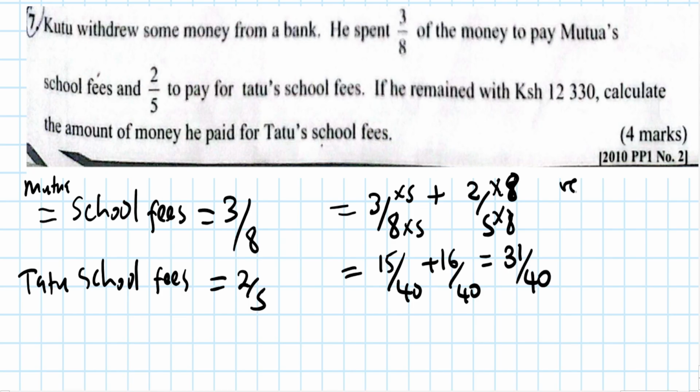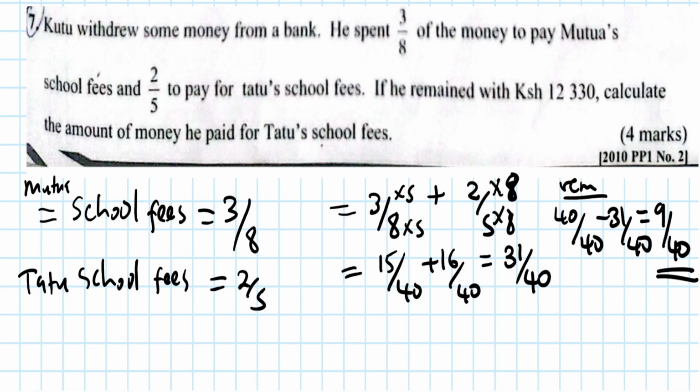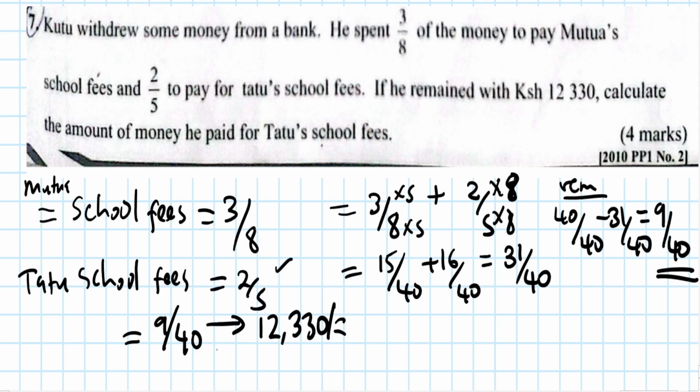Now whatever he remained with will be 40 out of 40 minus 31 over 40, which is 9 over 40. So that is what he remained with. Since he remained with 9 over 40, it becomes easier now. You ask yourself, if 9 over 40 is equivalent to 12,330, because that was the amount that he remained with, then how about Tatu school fees, the fraction of Tatu, which is 2 over 5? How much is that equivalent to?